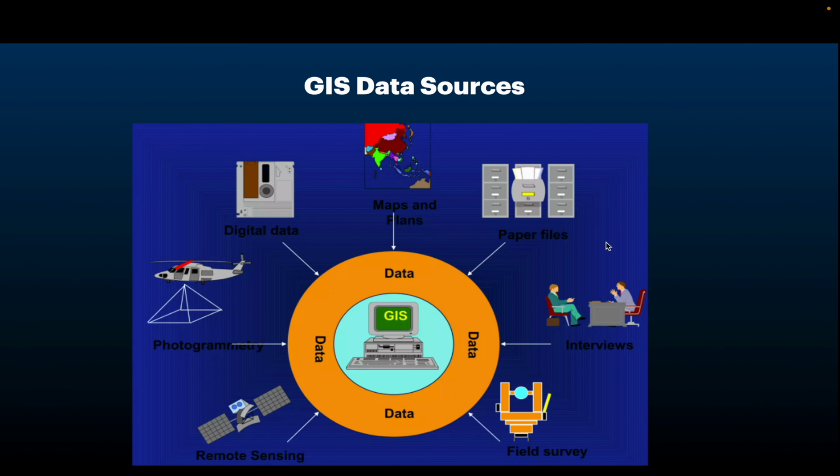Sources of data: maps and plans, the actual paper plans or paper maps, can be converted into GIS data. Paper files, interviews, non-spatial or attribute data, and field survey, which includes spatial attributes like capturing the location during the data survey. Many mobile-based applications like ODK can be used to capture those data, or simple Google Forms can be used to capture location-based data. Then remote sensing is used to capture the images, so aircraft are used to capture the images. These are the sources of data.